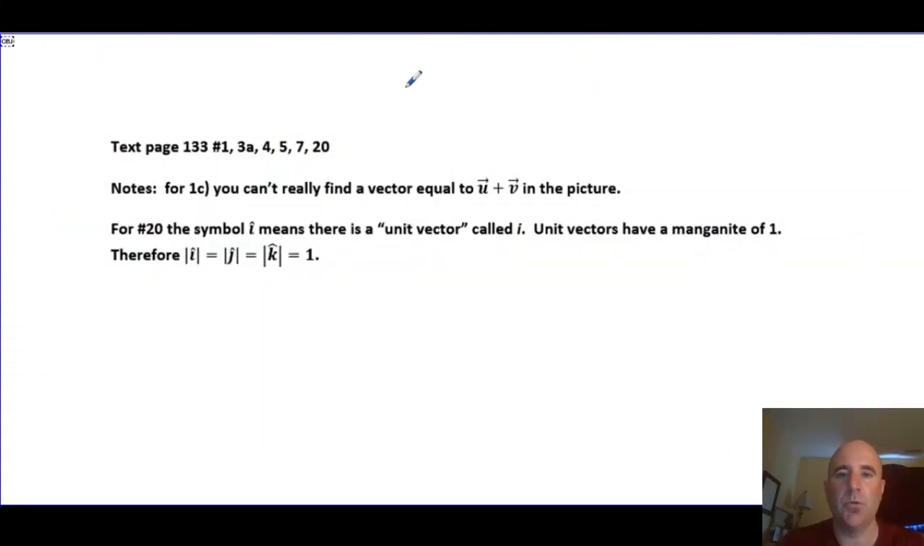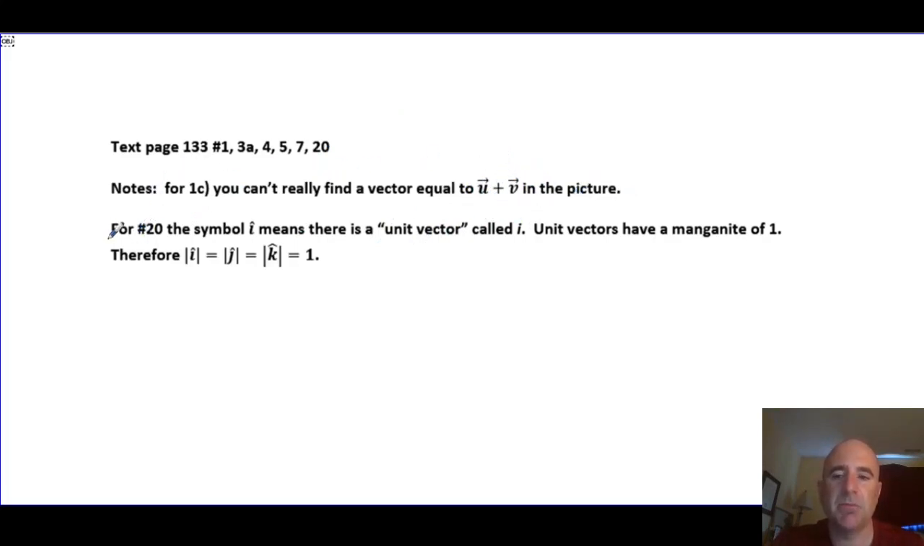As far as the work goes, you'll find that some of the solutions to these problems have full solutions in OneNote for you to look at. Question 1C asks you to find a vector equal to u plus v. There's really no way to do that in the picture, so don't worry about that one. You can just skip it.